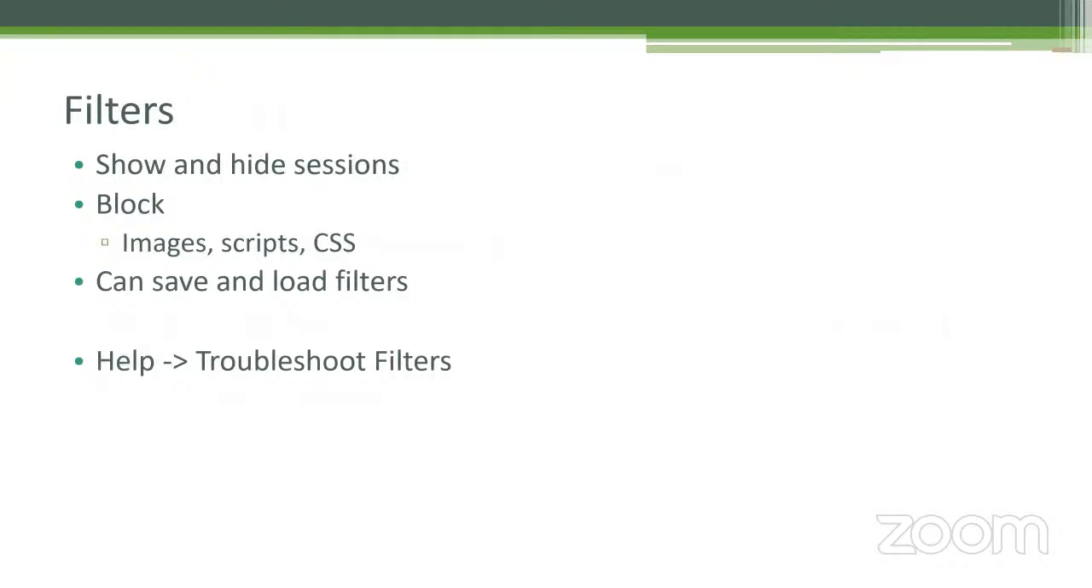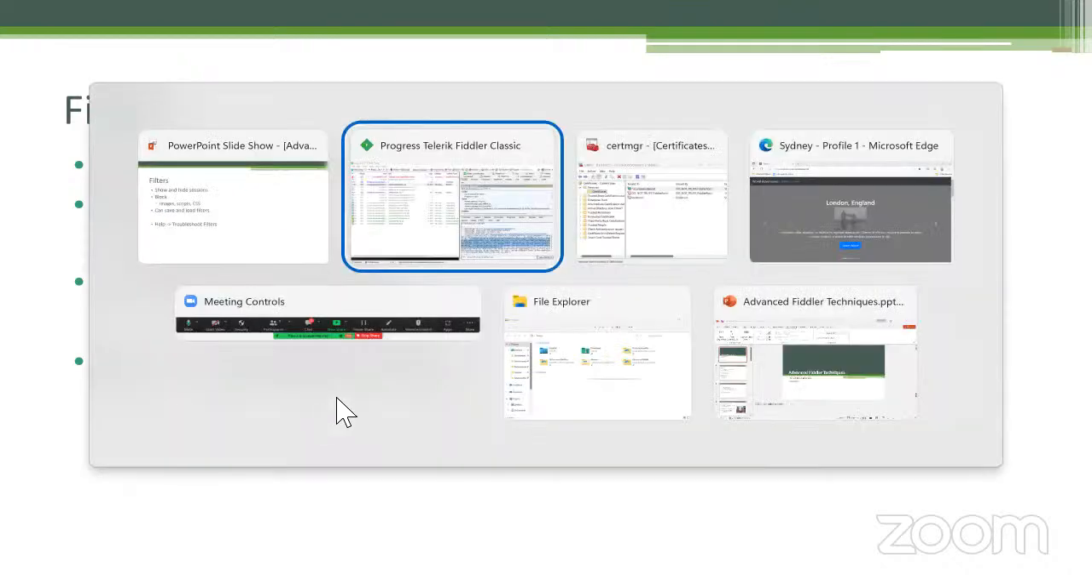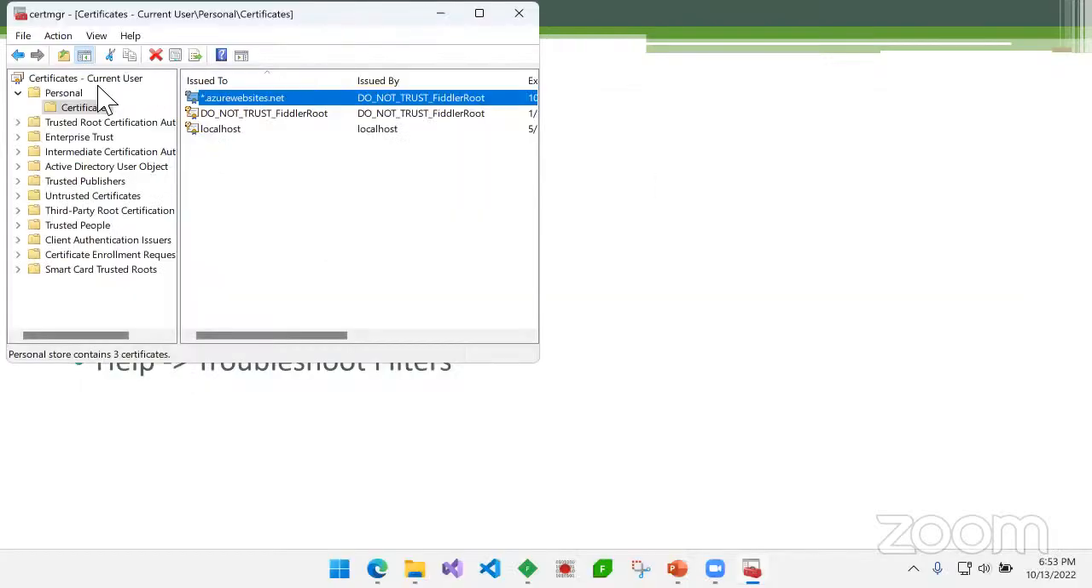Next thing we'll look at is filters. So filters have a lot of different capabilities. The first one is I can show and hide various sessions. I can do some blocking if I want to. You can save your filters. So let's just go look at what these look like. I'm going to close this certificate manager here.